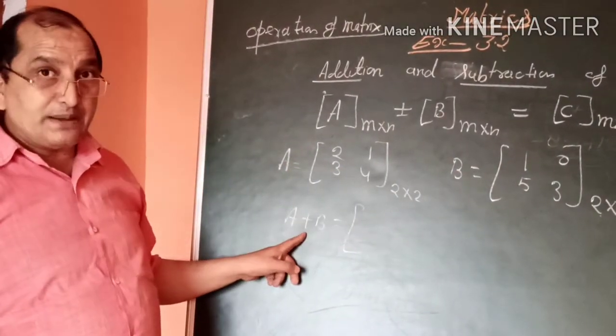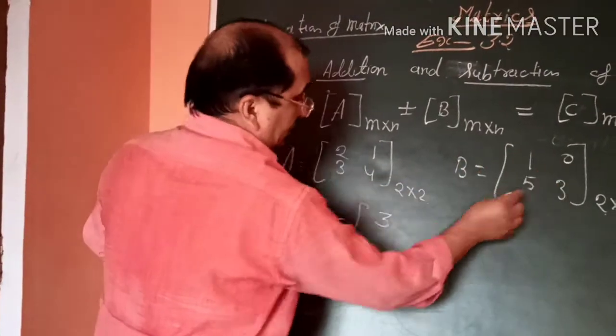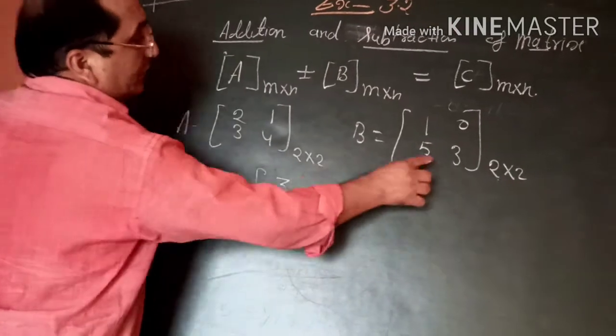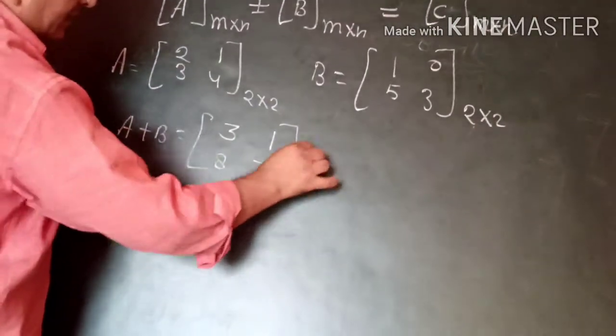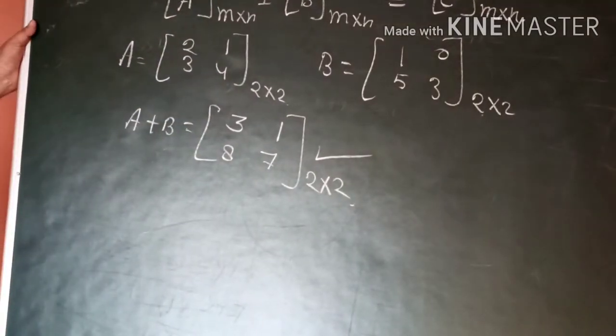We are finding A plus B. 2 plus 1 equals 3 will come. 1 plus 0, 1 will come. 3 plus 5, 8 will come. 4 plus 3, 7 will come. This matrix has the same order, also 2 cross 2.